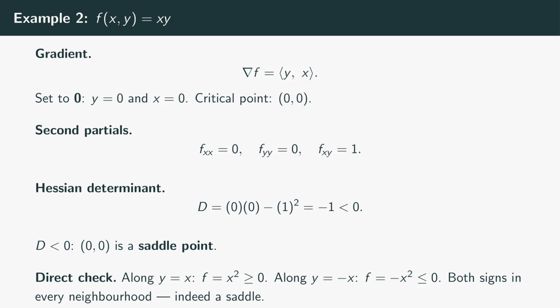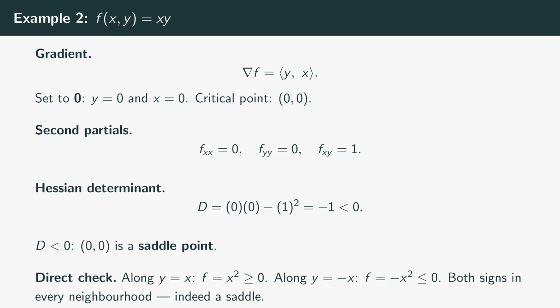Second worked example, with the cleanest saddle in mathematics. Take f of x, y equals xy. The gradient of f is the vector with components y and x. Set both components to 0, and we get y equals 0 and x equals 0, so the only critical point is the origin.